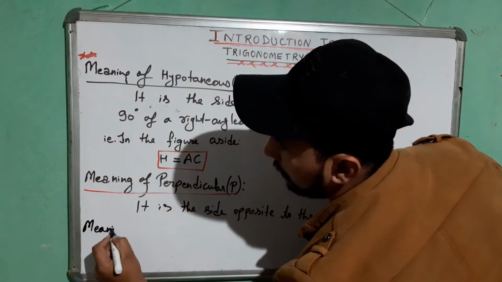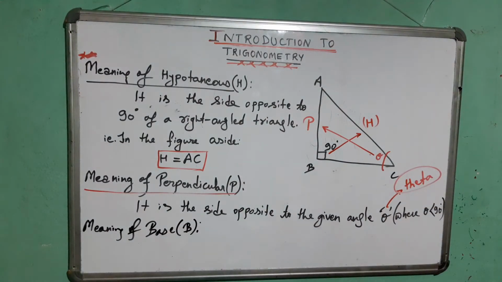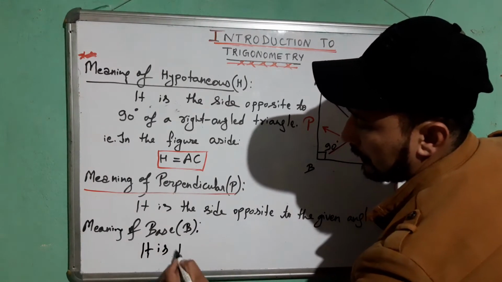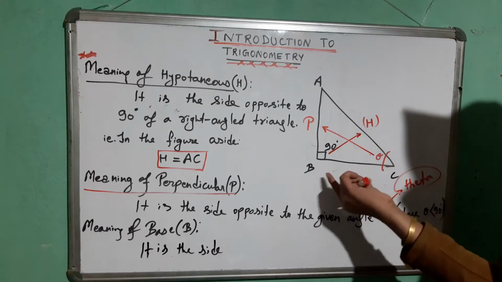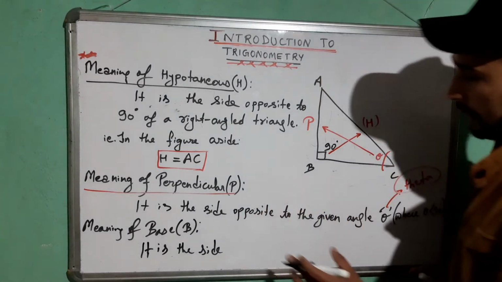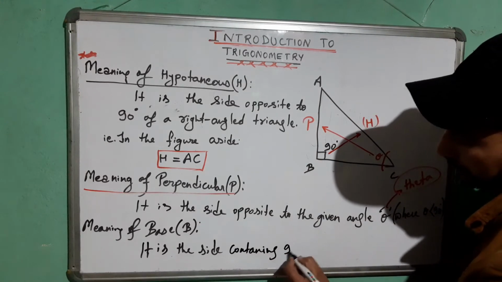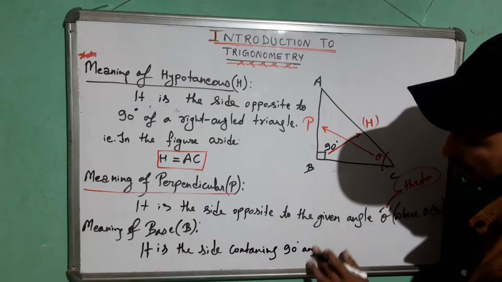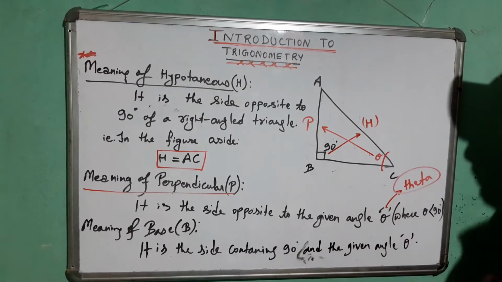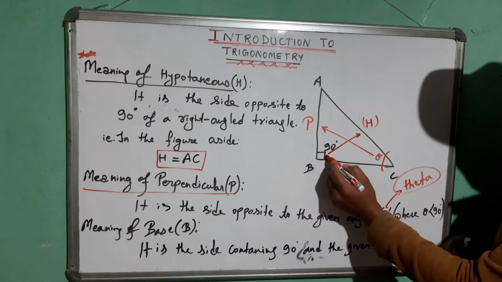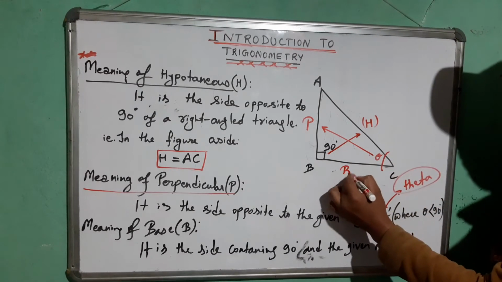Meaning of base. We usually denote base by capital B. It is the third side. If you have identified perpendicular and hypotenuse, then whichever is the leftover side will be the base. Otherwise, by definition, it is the side containing the 90 degree angle and the given angle theta. See, 90 degree is here and theta is here. So the side which contains this 90 degree and theta is BC. So in this picture, BC is the base.